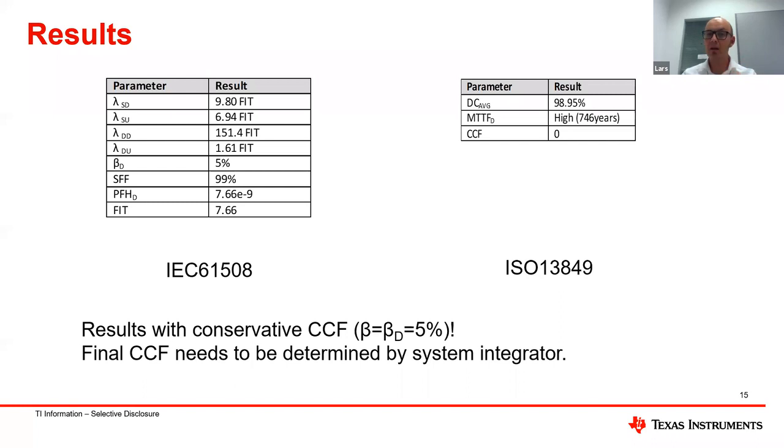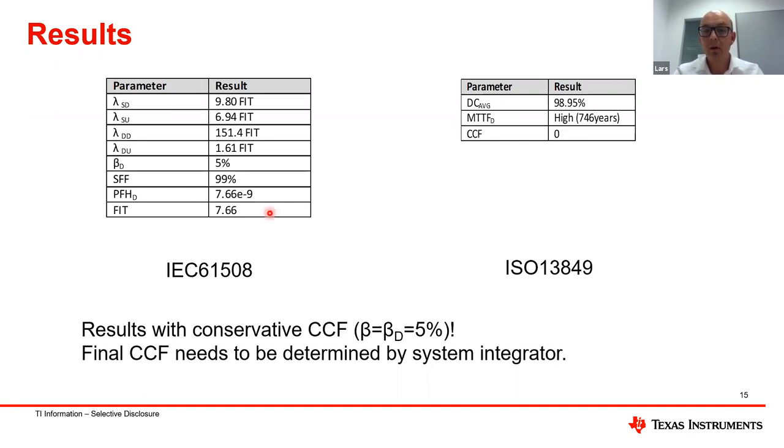I don't know if the 2 channels are on one board or maybe 2 meters apart. I cannot tell. That's why I take a conservative common cause factor of 5%, and with this one I end up with a 7.66 FIT rate. But I did the math for 1%, for example, and for 1% common cause failure, I was able to reach 1.5 FIT already. So this is just to give you an idea how important the common cause failure assessment is.